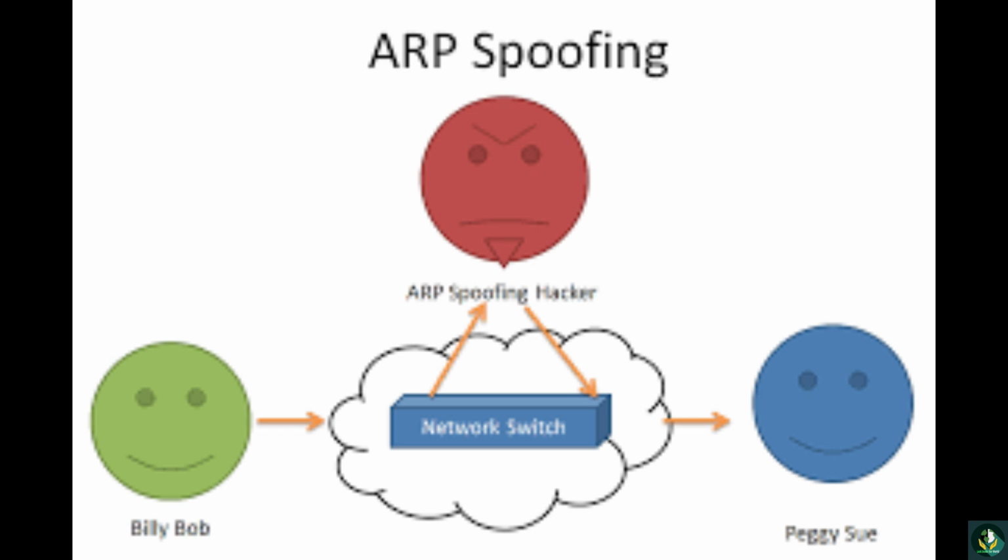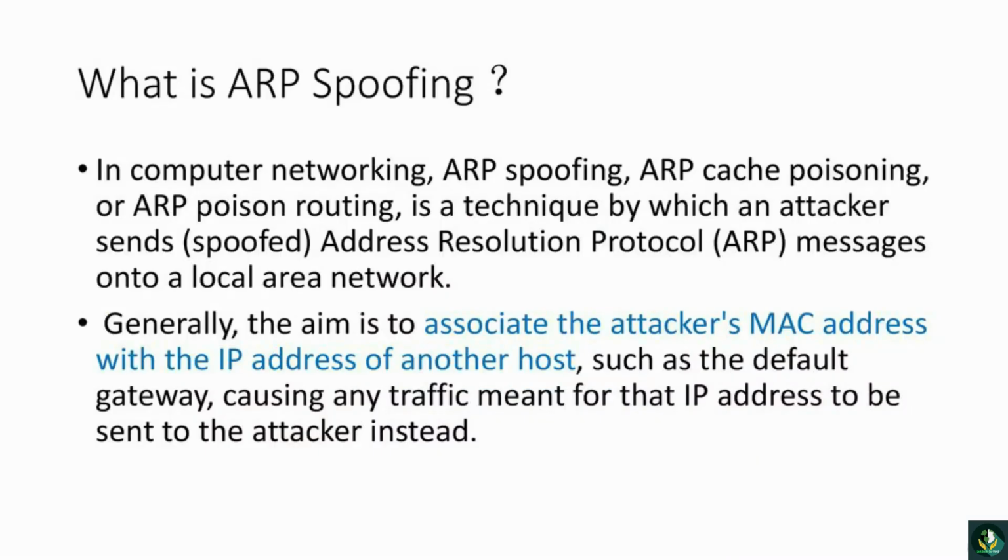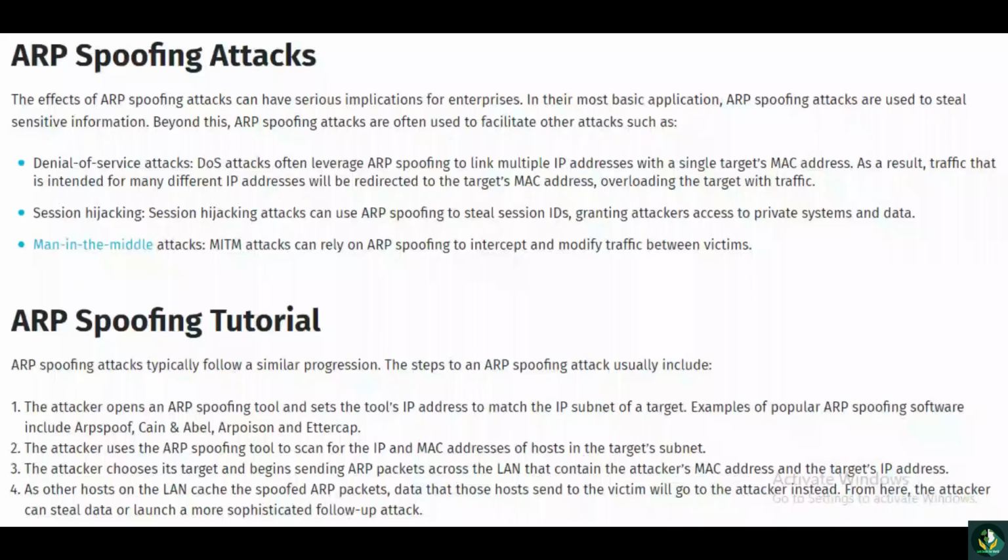ARP spoofing. What is ARP spoofing? In computer networking, ARP spoofing, ARP cache poisoning, or ARP poison routing is a technique by which an attacker sends spoofed Address Resolution Protocol messages onto a local area network. Generally, the aim is to associate the attacker's MAC address with the IP address of another host.